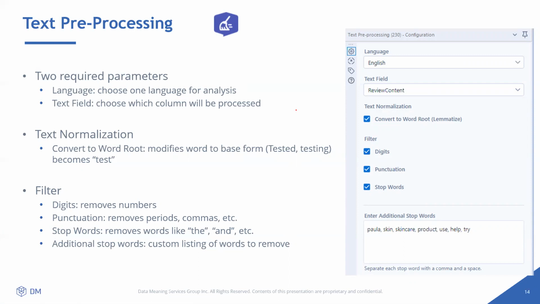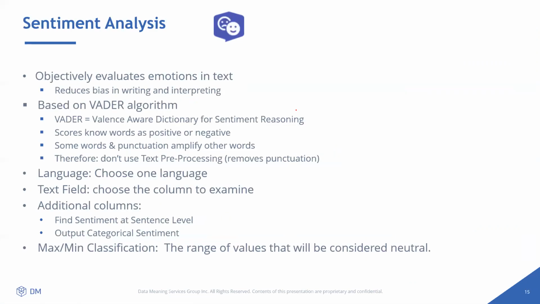So with the text pre-processing, you can designate words that you do not want to be included in the sentiment analysis, and it'll clean up a lot of that and take care of it. Especially on your word clouds and your topic modeling is where you would use this text pre-processing.